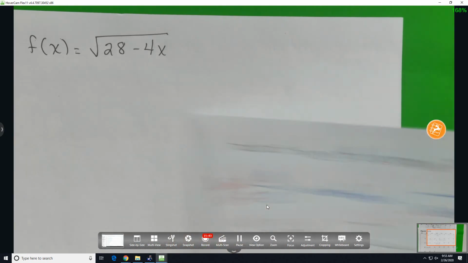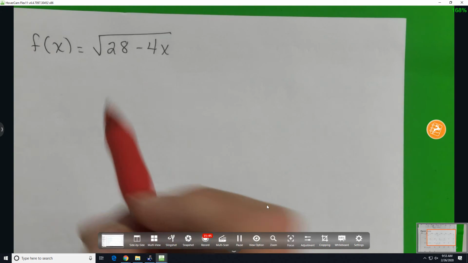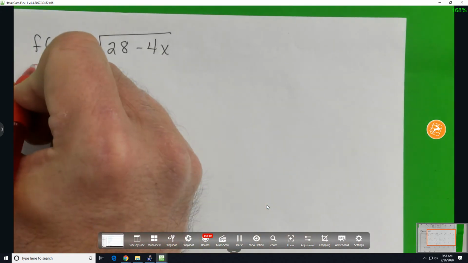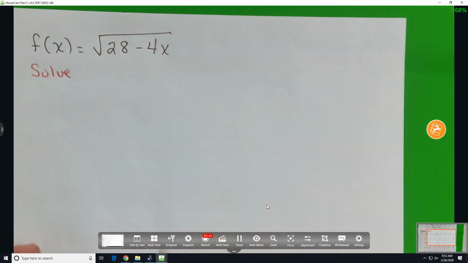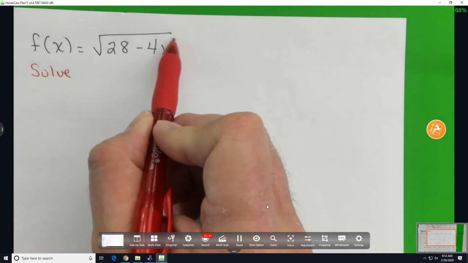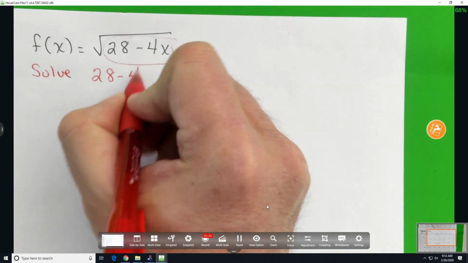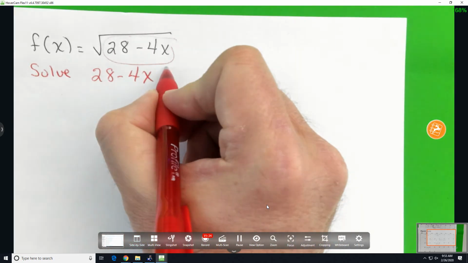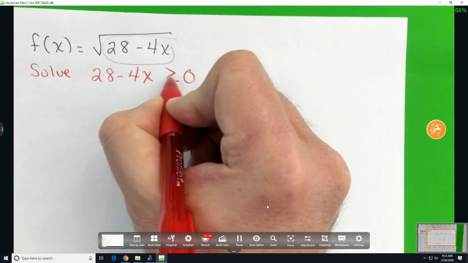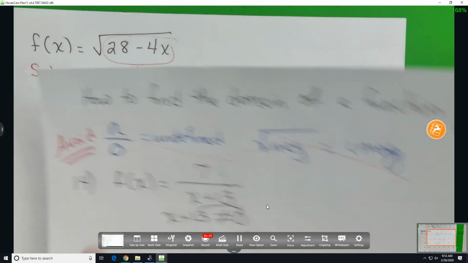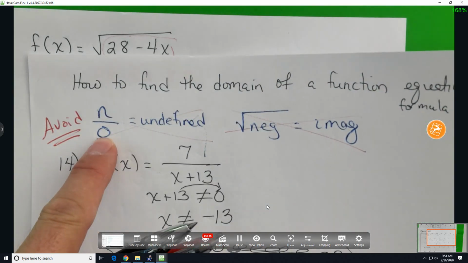So if you have a square root function and you're trying to find the domain, you're going to turn it into a cut point problem. Take what's under the square root symbol and solve 28 minus 4x is greater than or equal to 0. It's okay to have a 0 under a square root. You can't have a 0 in the bottom of a fraction.